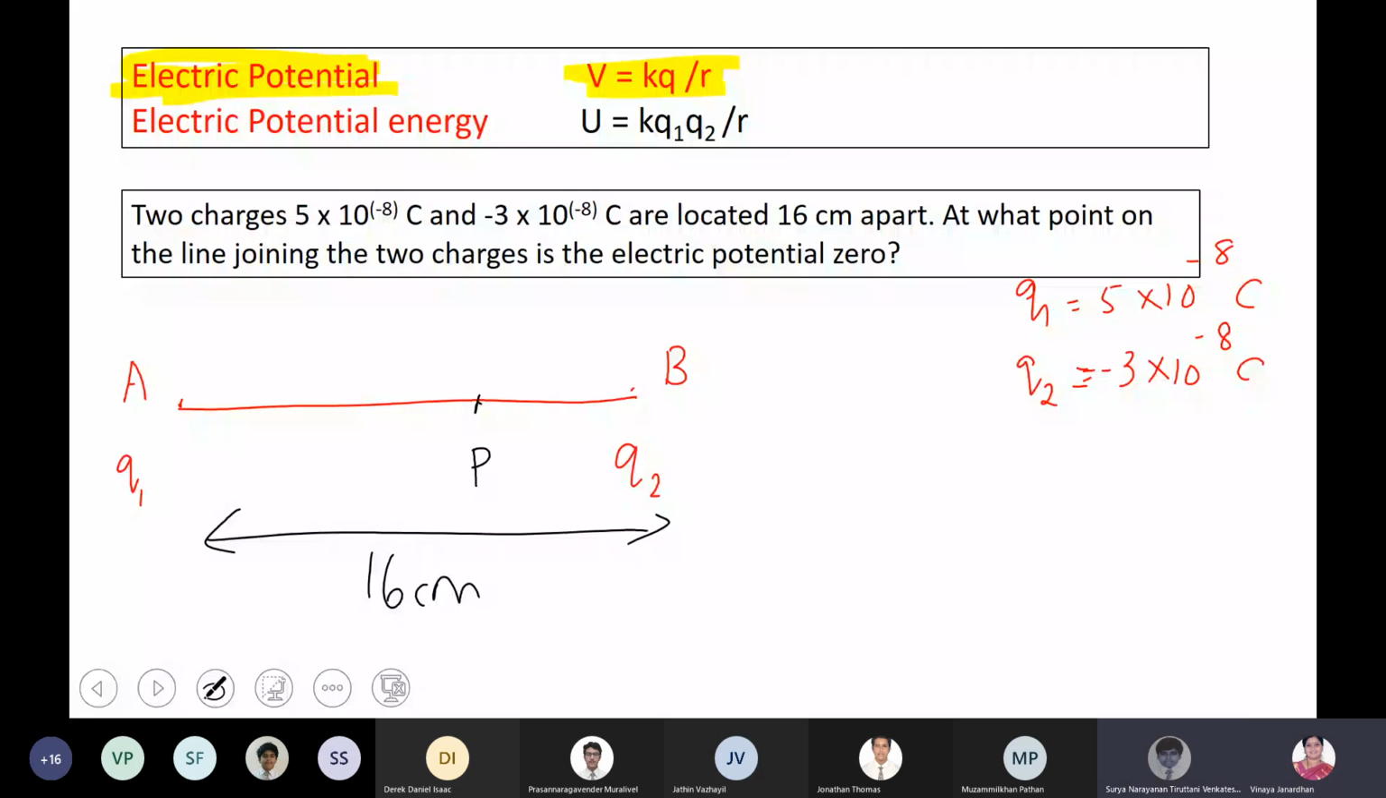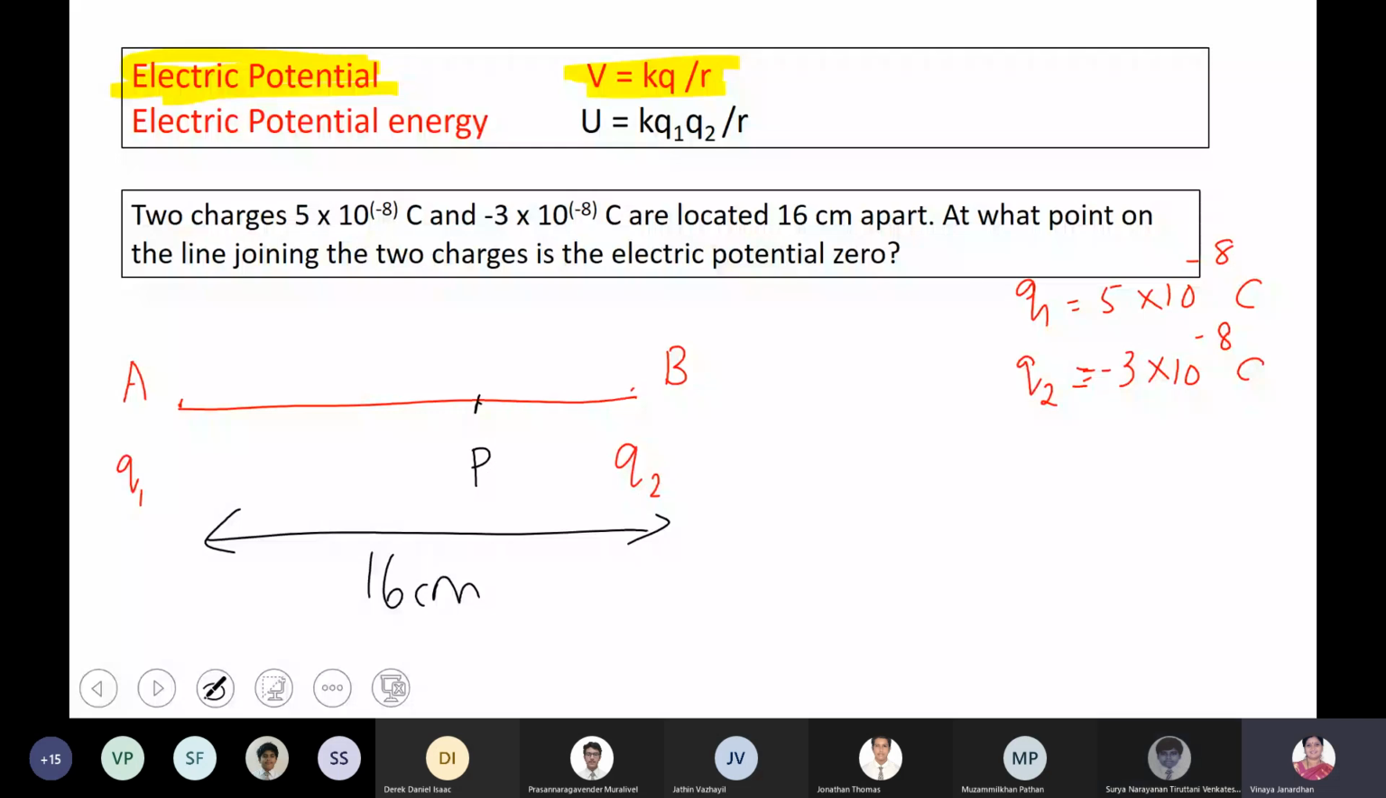Ma'am, I have a doubt on dipole. Dipole is supposed to be from negative to positive, right? Always. Yes. Ma'am, I have a doubt on the dipole.